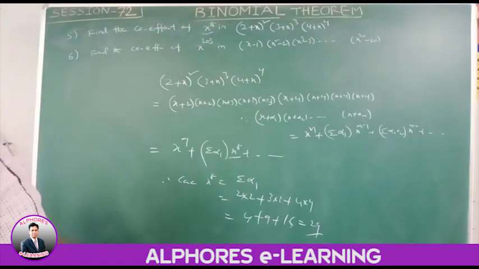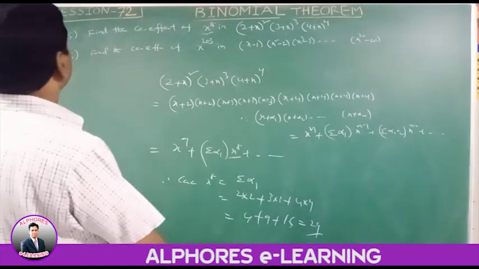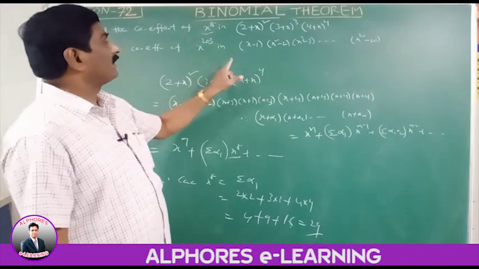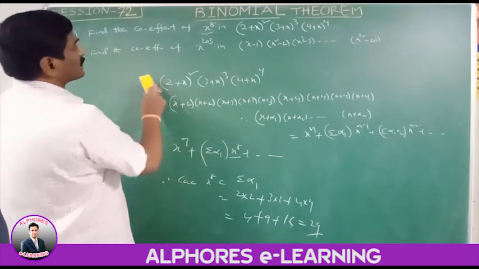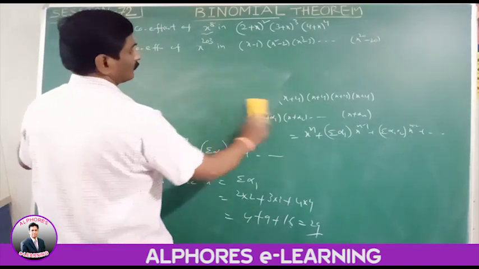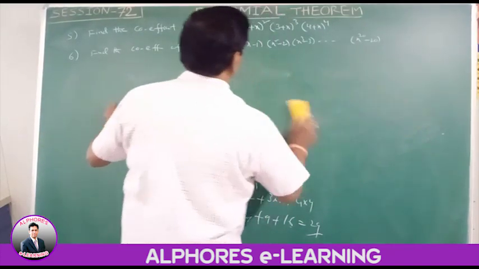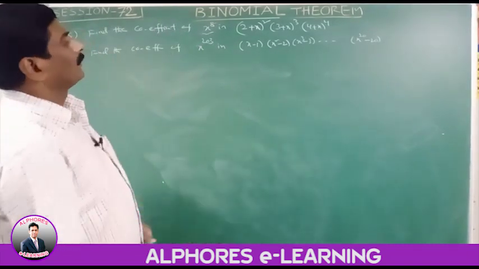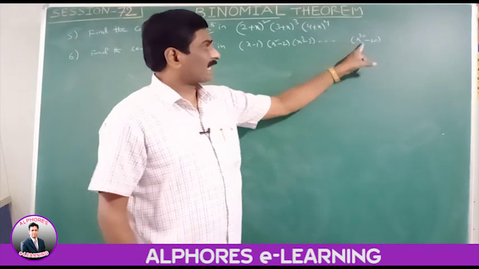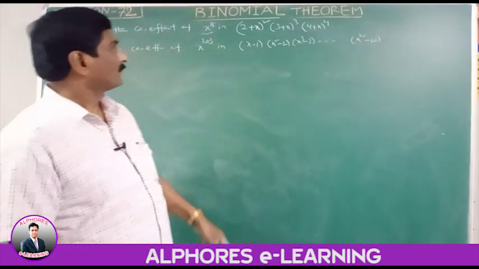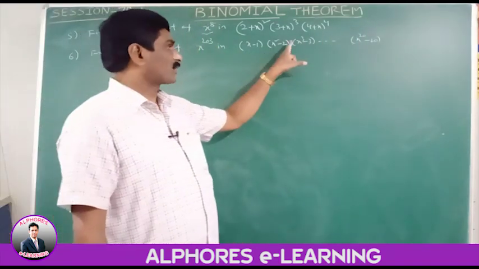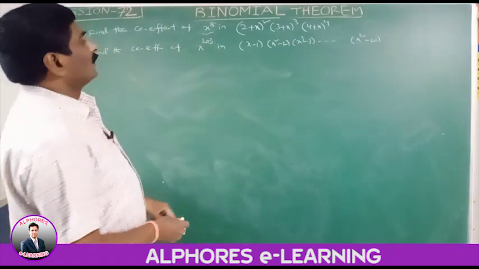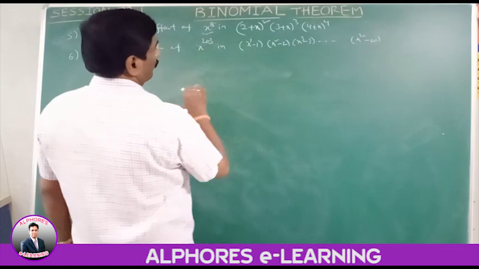Next, sixth one. Find the coefficient of x power 203 in (x minus 1) into (x square minus 2) into (x cube minus 3) into so on (x power 20 minus 20). Here, what is the x power 1?